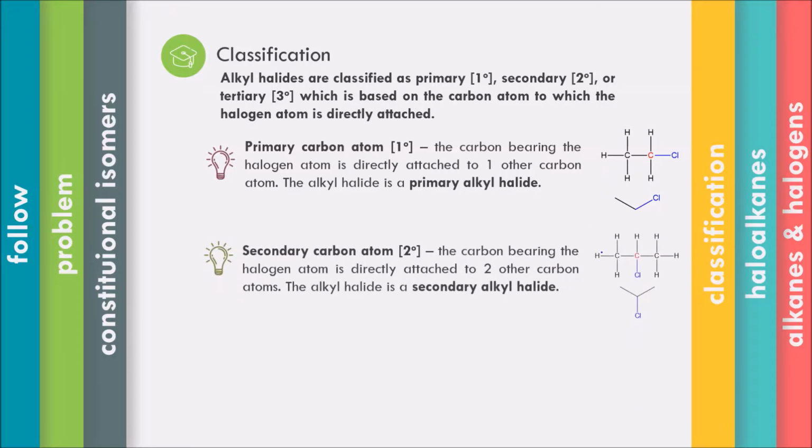Secondary carbon atom and secondary alkyl halide. In this molecule, the chlorine is connected to the carbon, and this carbon is connected to 2 other carbons, one on the left, one on the right. This is why this is the secondary alkyl halide.